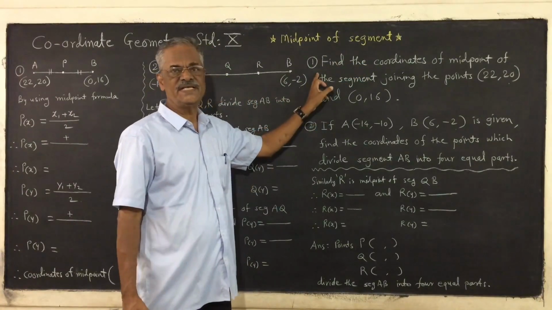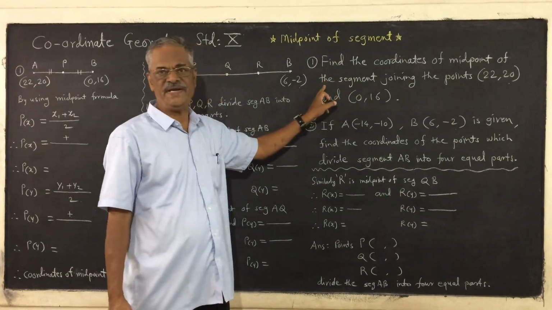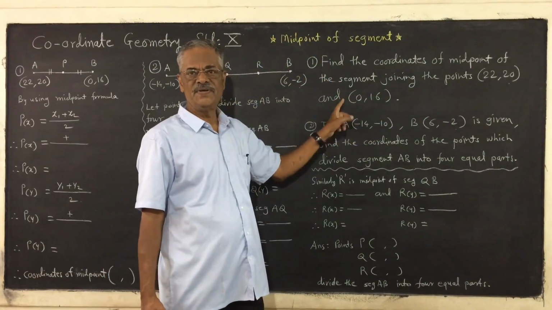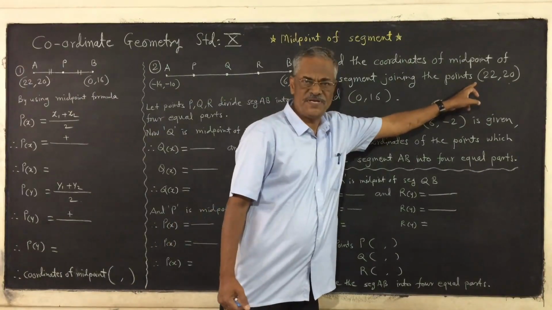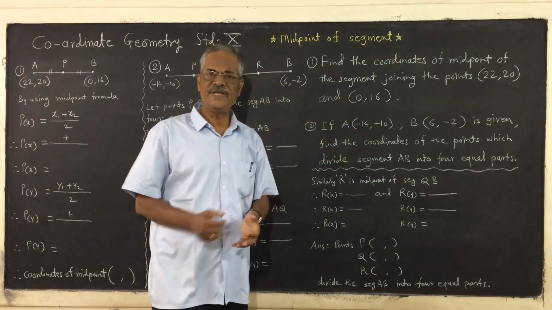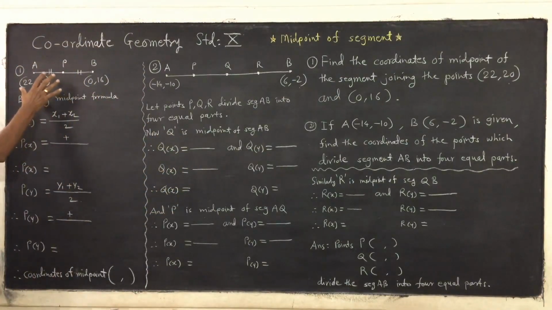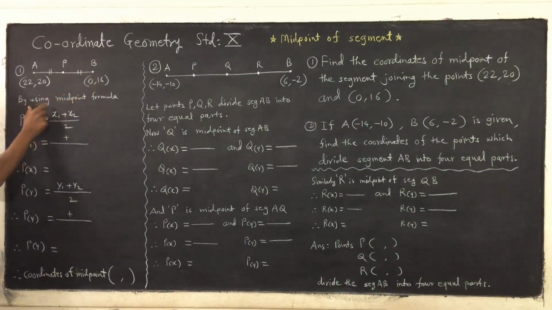See the first example. Find the coordinates of the midpoint of the segment joining the points. Two points are given. Let the first point be A and the second point B. We can draw a rough diagram for understanding. This is your first example. Let us try to solve it. A coordinates are given, B coordinates are given. We have to calculate the midpoint of that segment.